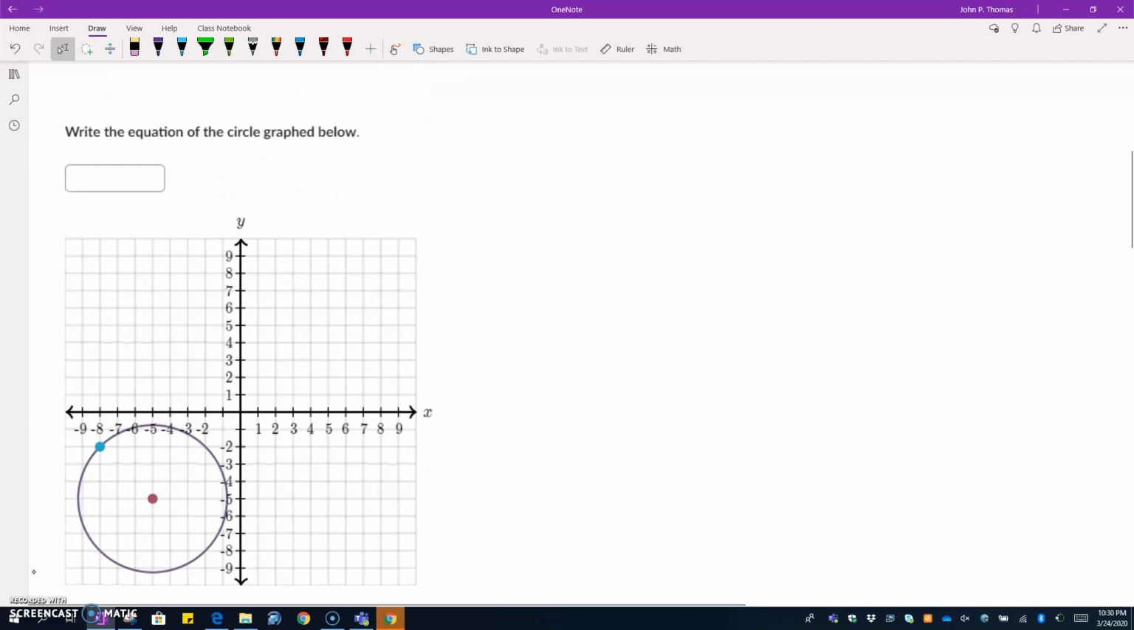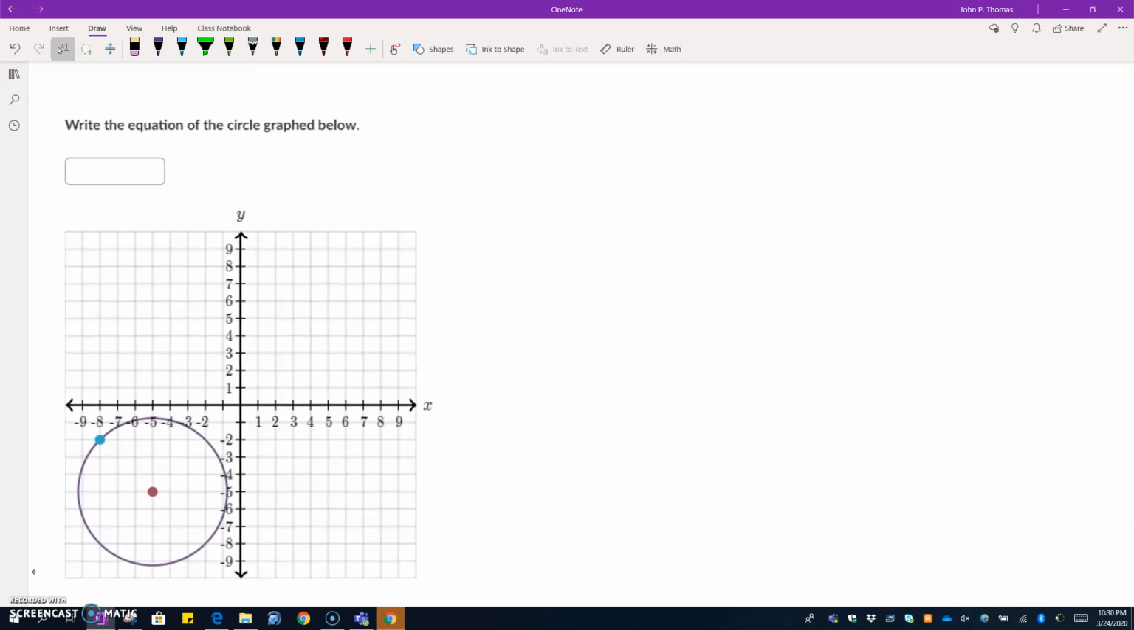All right, this is from the second set of problems where they actually ask you to write the equation of the graphed circle. So if I look at this particular circle, first thing I'm going to do is locate its center. It looks like its center is down 5 and left 5. So my (h, k) is (negative 5, negative 5).